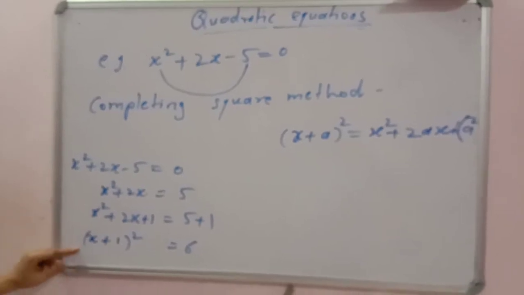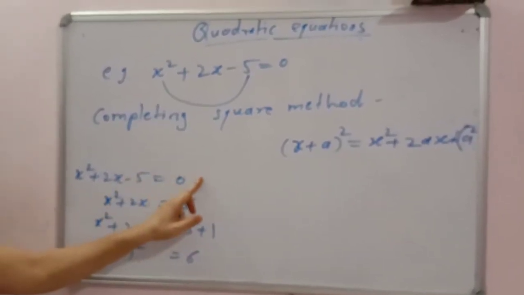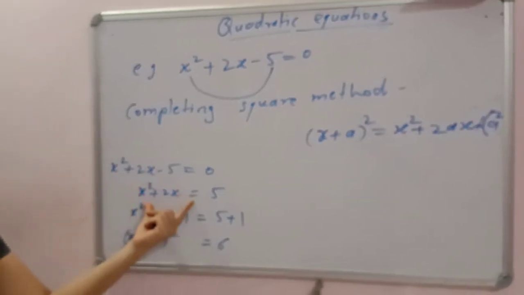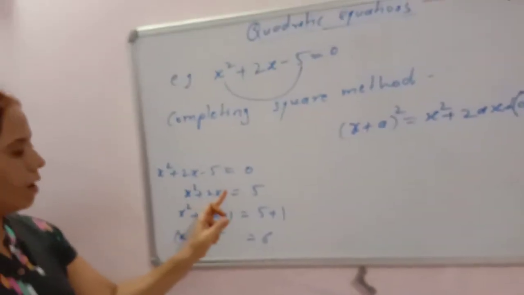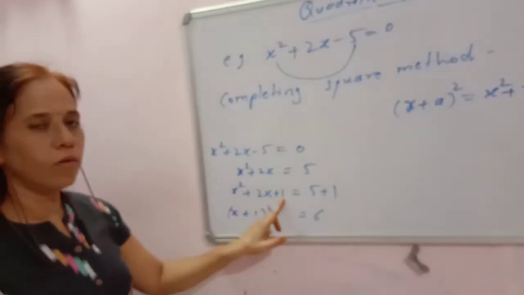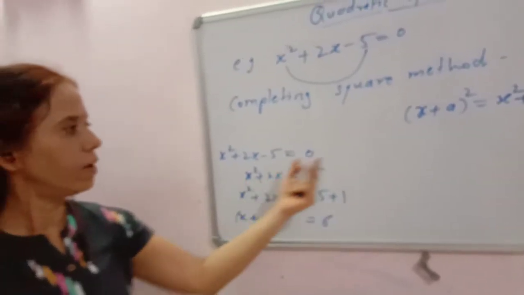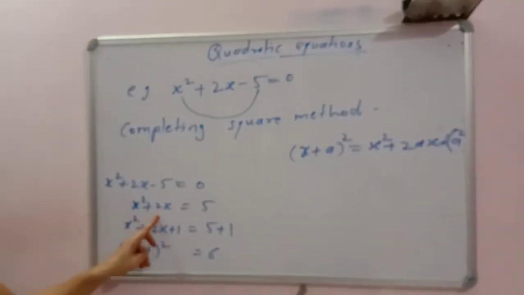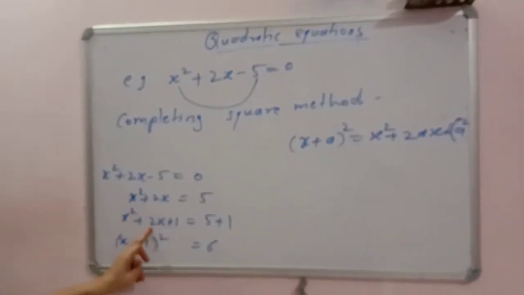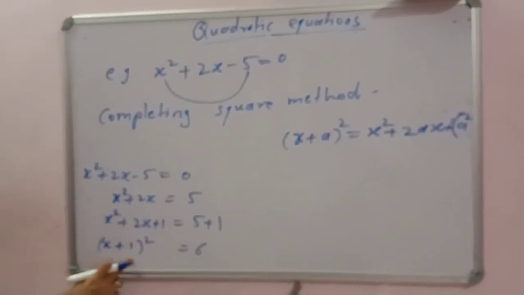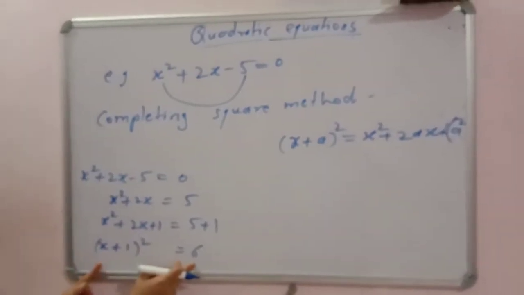So what we have done, we have taken this constant term to that side. For what? We have to convert it into a perfect square trinomial, and for that we have to add the constant term. We have found out the constant term by comparing it to this. I will explain it again. Now this is a perfect square trinomial. Find out its square root. It is (x plus 1) whole square equal to 6.